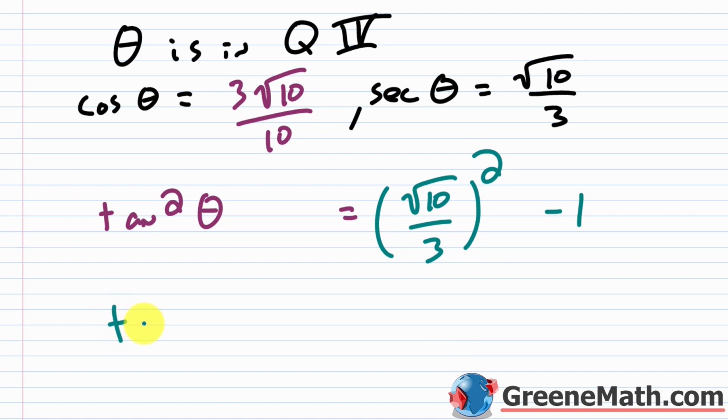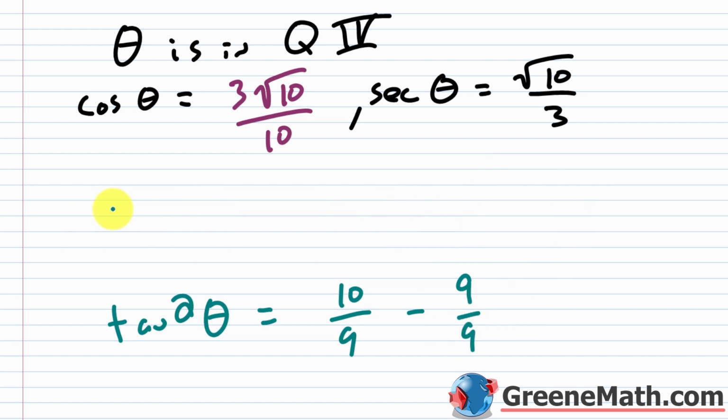So let's say that the tangent squared theta is equal to square root of 10 squared is going to be 10. 3 squared is going to be 9. I'm subtracting away 1, but let's write this as 9 over 9. So let me erase this, and I'll say that tangent squared theta is equal to 10 minus 9 is 1 over the common denominator of 9.